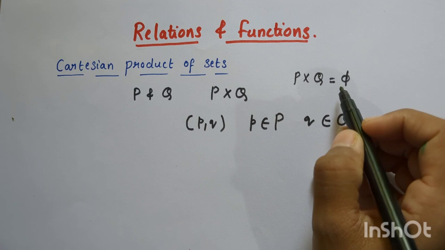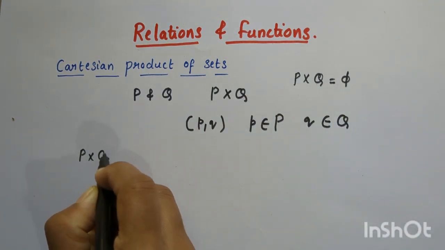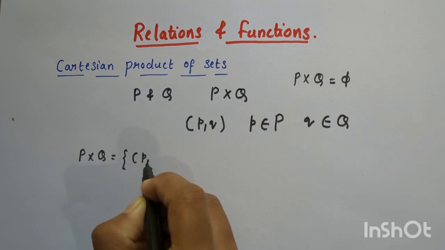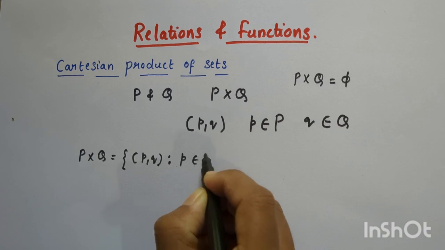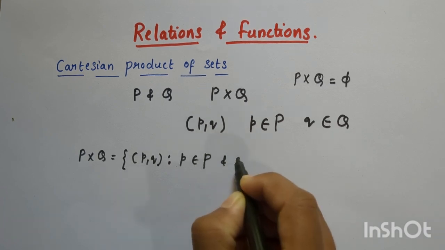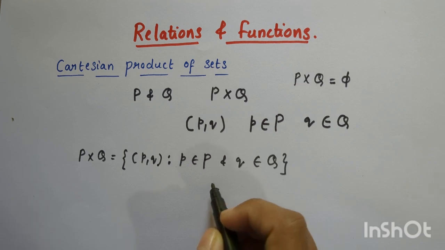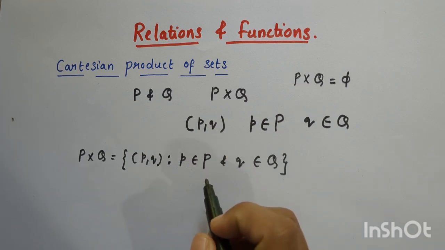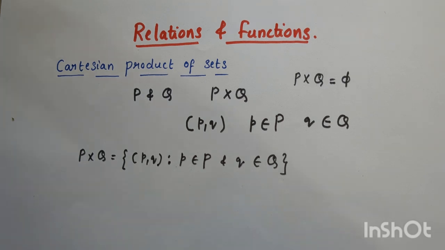So by definition, the Cartesian product of two sets P cross Q is defined as the set of all ordered pairs (p, q) such that p belongs to the set P, and the element q belongs to the set Q. Don't worry about the definition and all these statements. We will do some examples, some questions, so that you get a better idea about this.